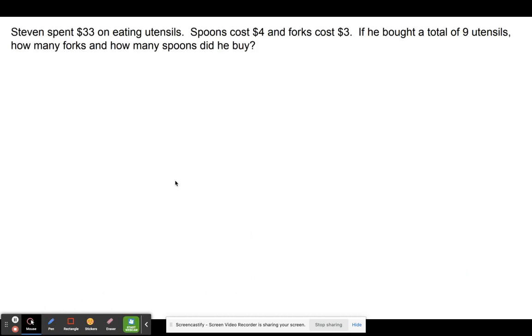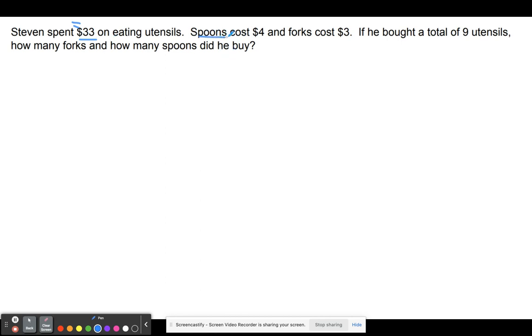All right, so now the next one, Steven spent $33 on eating utensils. Spoons cost $4 and forks cost $3. Okay, so again, let's pay attention here. He spent $33. So that's a total. An equation will probably be equal to that because it's a total.